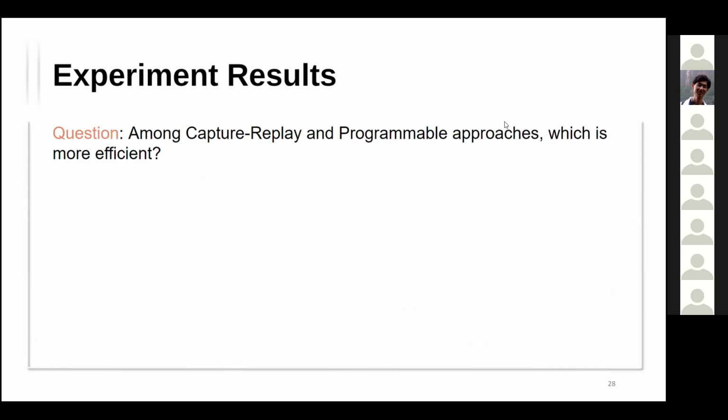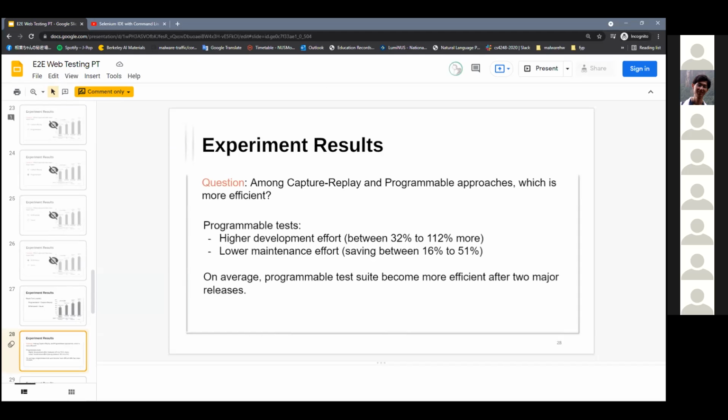Okay, so the next question is, among capture replay and programmable approaches, which is more efficient? You can answer in short term or long term or anything. This is a kind of open question. Everyone can share their own opinions. Yijie, maybe you can pick one. I'll pick Yuchen.